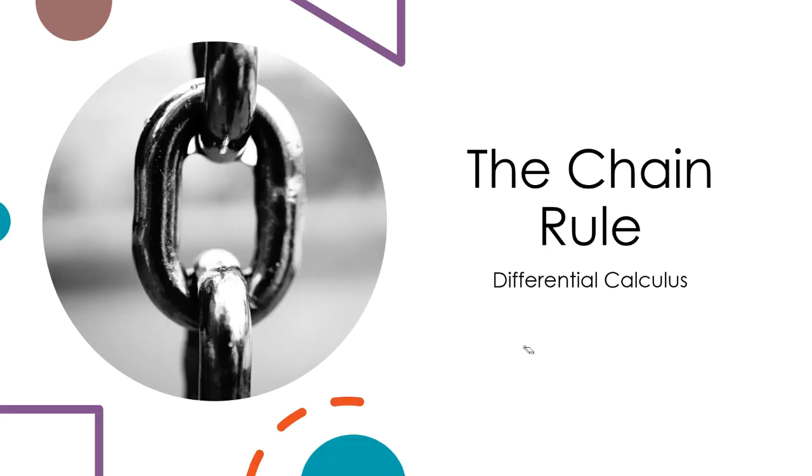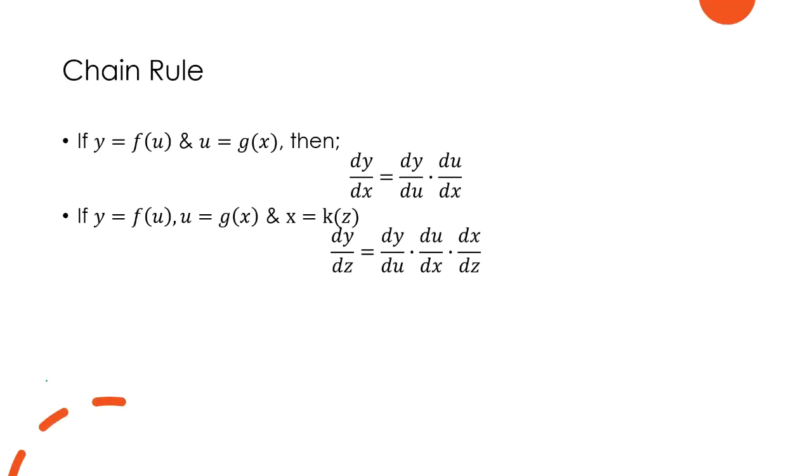Hello everyone, so in this video we will be discussing the chain rule, still under the differential calculus course. This rule is another rule in deriving some functions in differential calculus. If we have the function y equals f of u, and u equals g of x, then dy over dx, or the derivative of y, is equivalent to the derivative of y with respect to u multiplied by the derivative of u with respect to x.